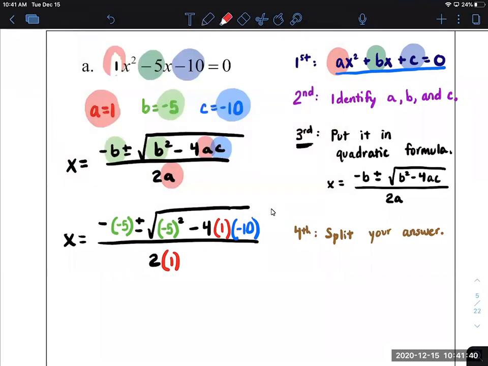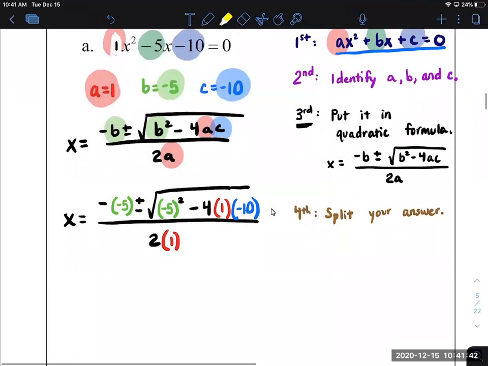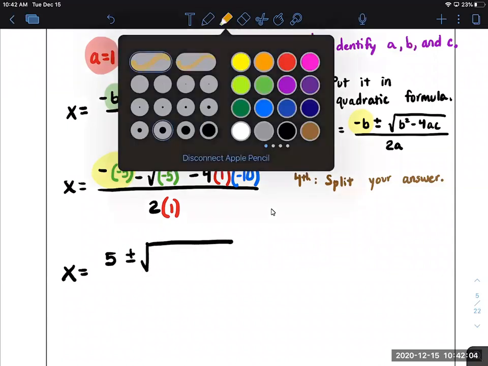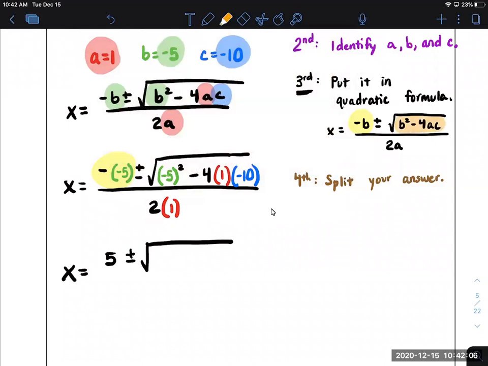Now, there is a trick to this next step. To simplify this, you want to simplify the part out in front of the plus or minus. So we need to simplify this negative 5. Negative 5 makes it a positive 5. Then you have plus or minus. Keep the square root there. And we are going to simplify what's underneath the square root next. Do not include the square root into your calculation, just what's underneath.